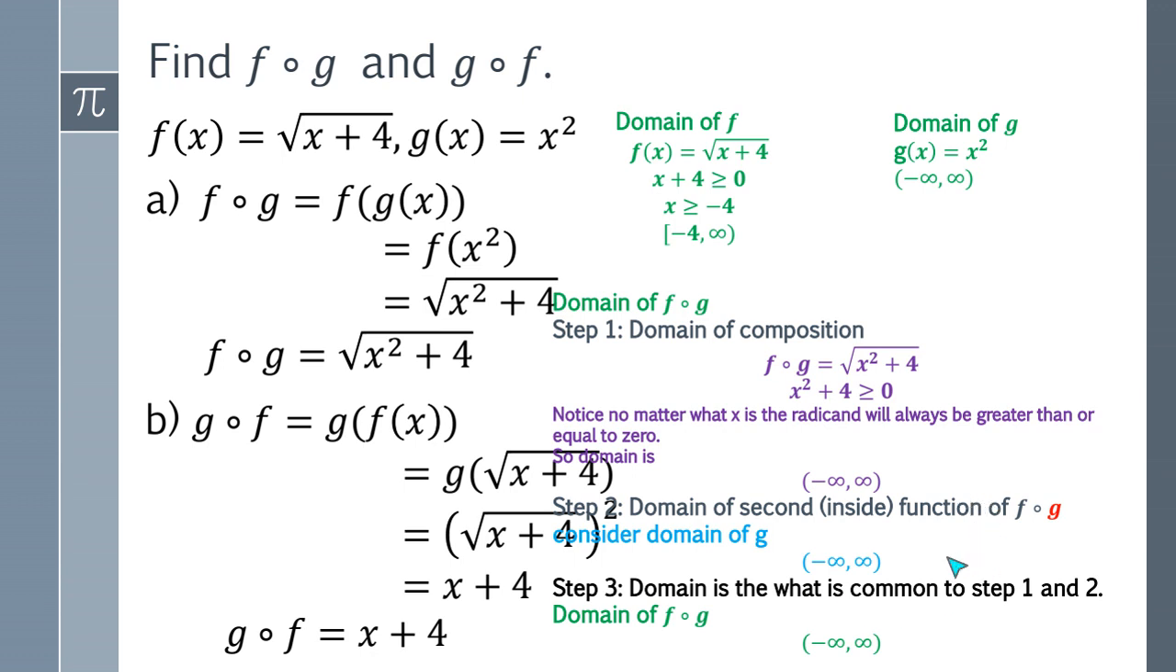So in step 1, we had negative infinity to positive infinity. Step 2, we had negative infinity to positive infinity. So what do they have in common? They have in common everything. So your answer is just negative infinity to positive infinity. So here it didn't make much of a difference, but you'll see on the next example why it's important to follow these 3 steps. Okay, so let's try the next example.